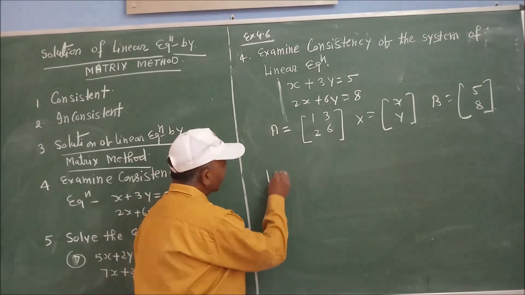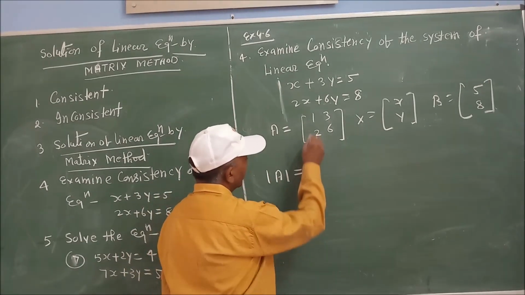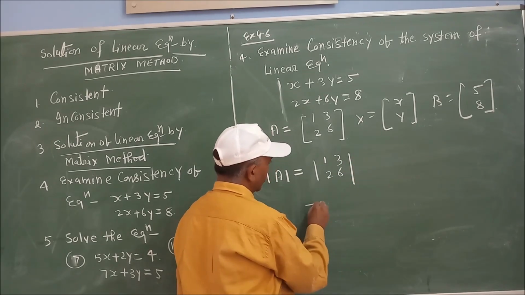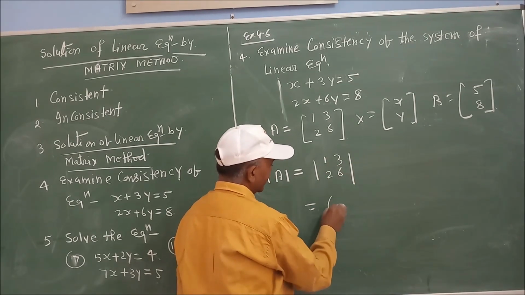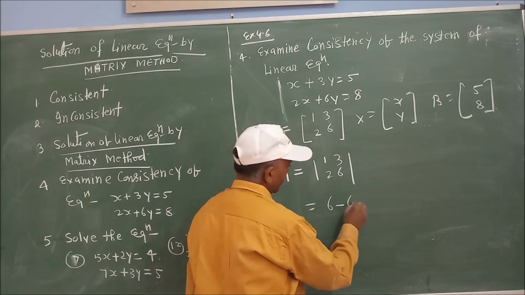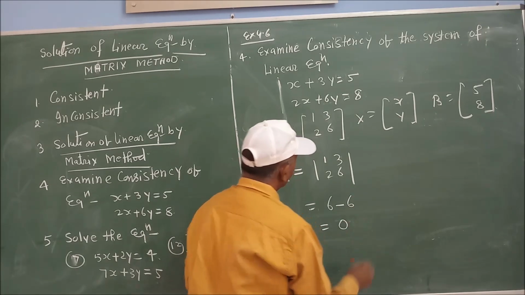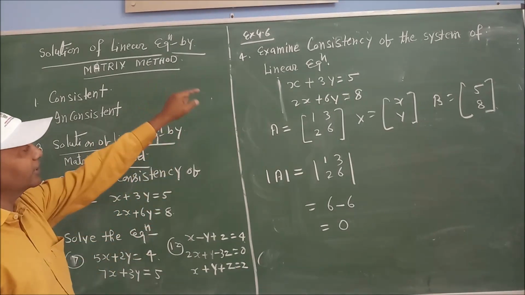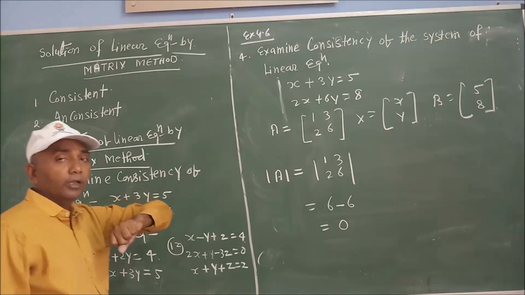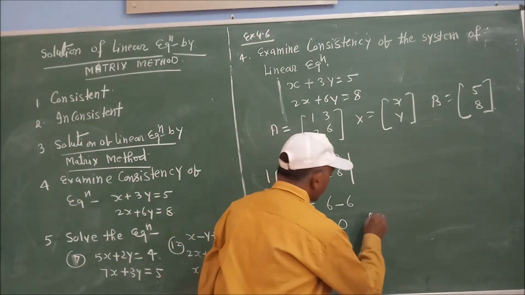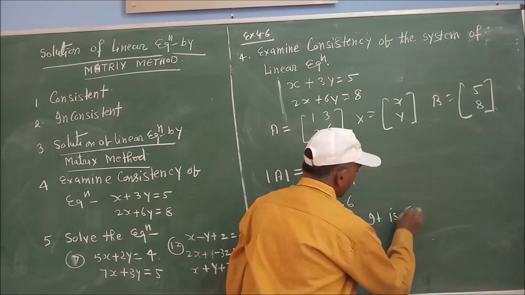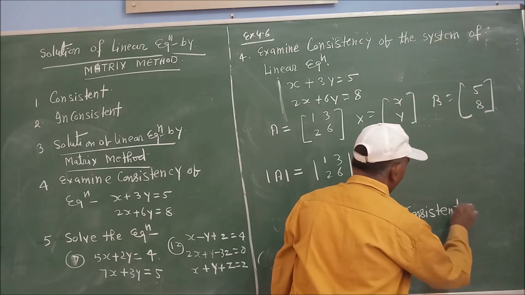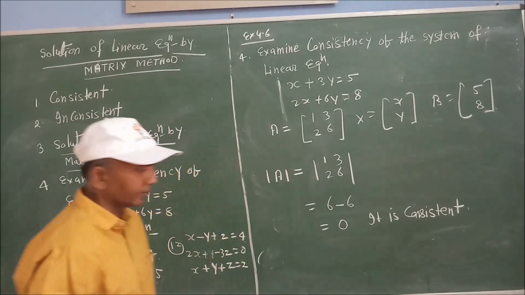So here determinant of A can be written as determinant of 1 3, 2 6. So this will be equal to 1 into 6 minus 2 into 3, which equals 0. So here determinant of A will be 0. That means this system of linear equations is inconsistent.